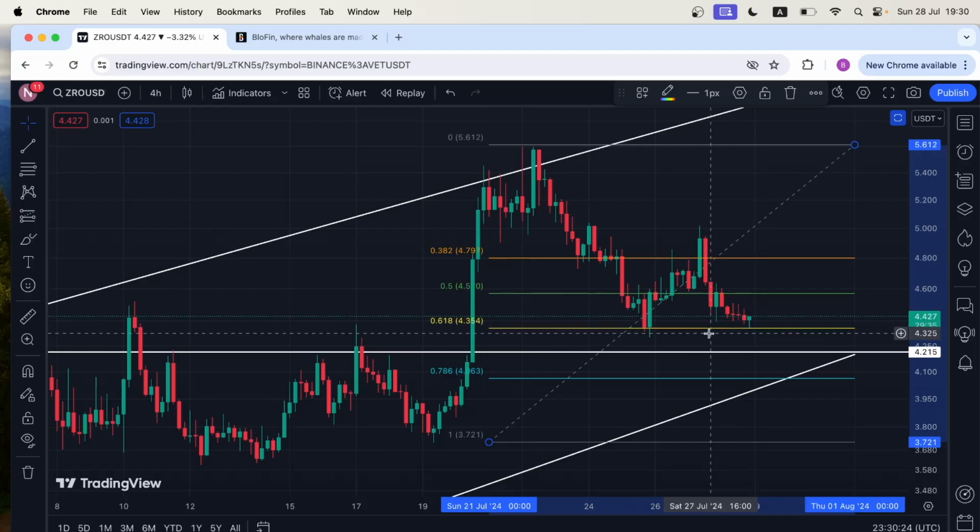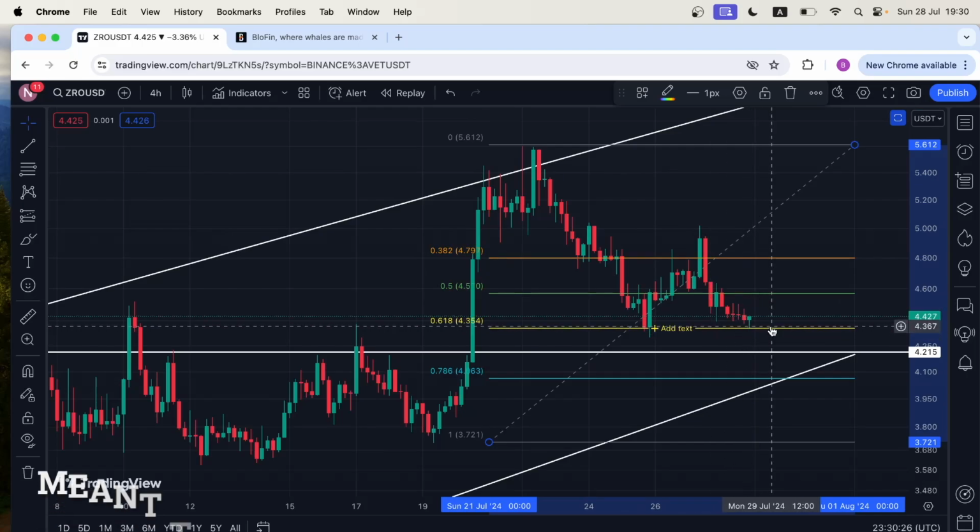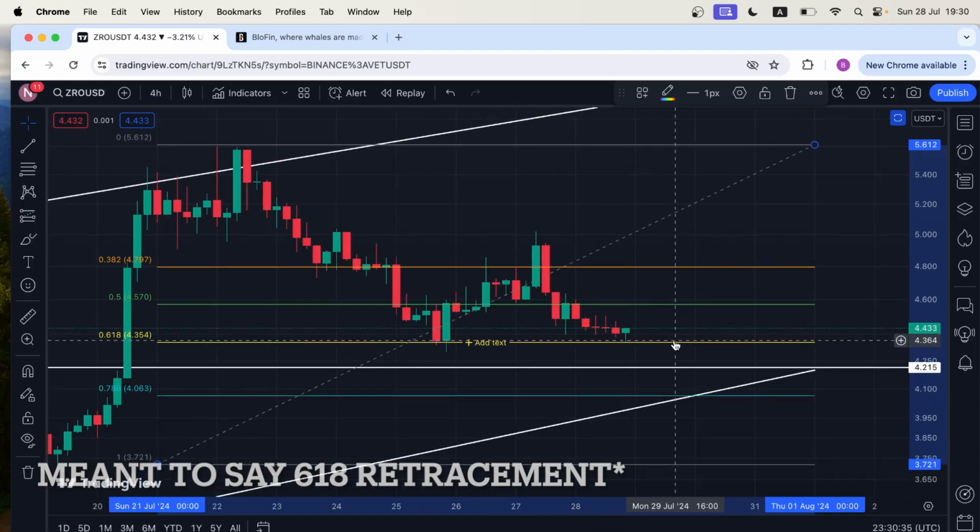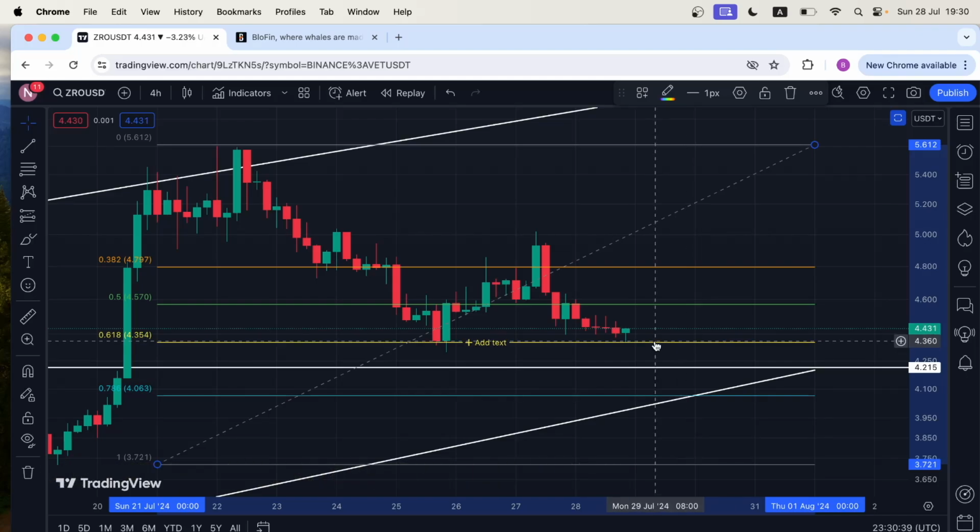I don't really know where it's going to bounce off. I just know where the levels are, right? So 786 retracement, I give it maybe a 60% probability of a bounce. However, if you look what's happening right now, it does look like it may turn around, right? So this could be a potential long setup, right?